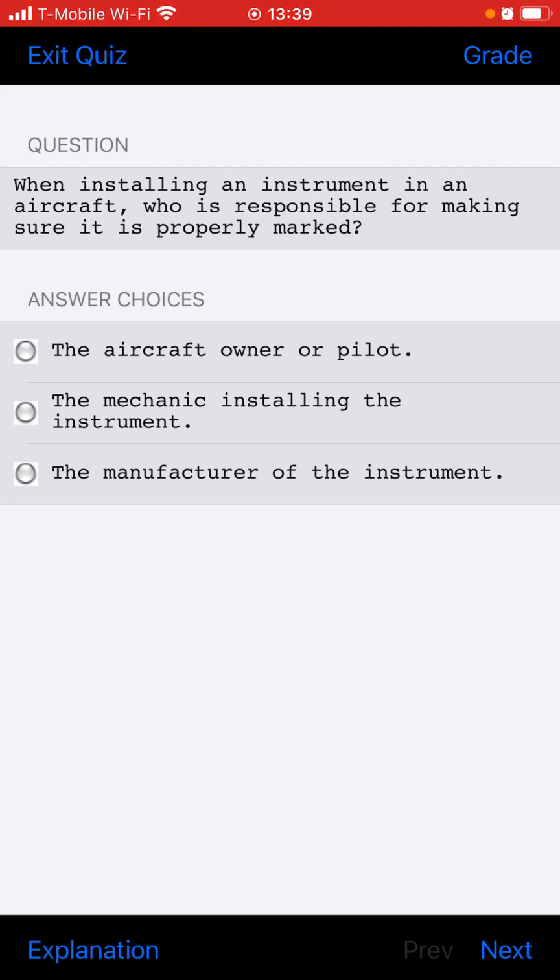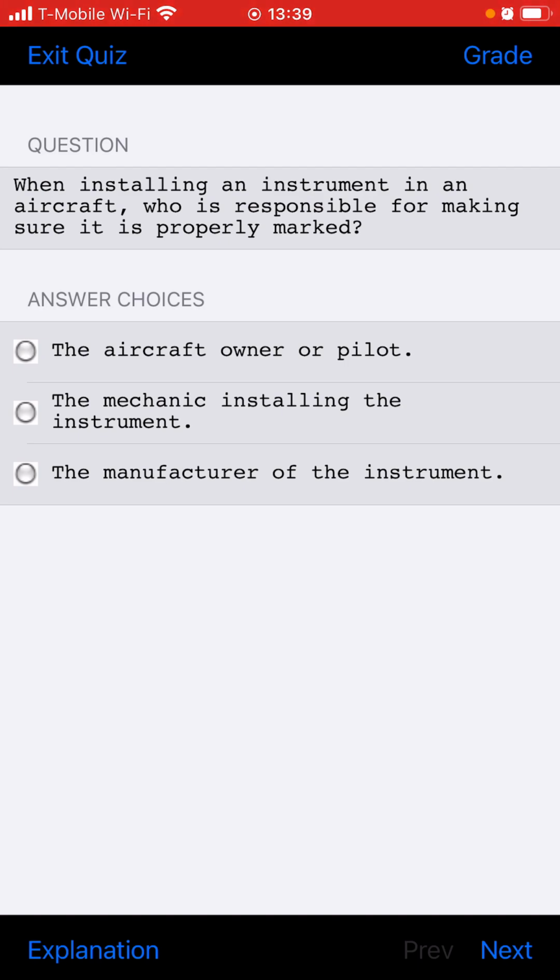Keep going. What are drip gauges and sight gauges? Underwing bayonet type fuel gauges. What are drip gauges and sight gauges? Underwing bayonet type fuel gauges.